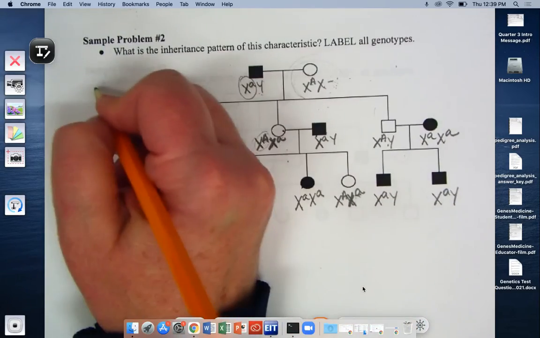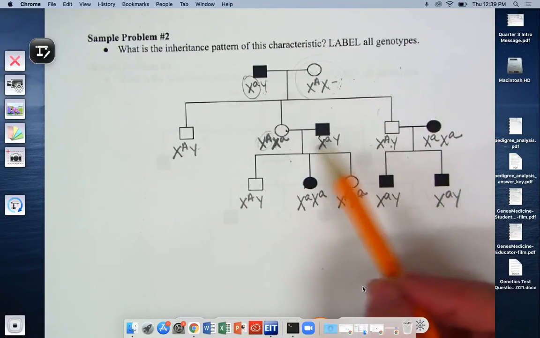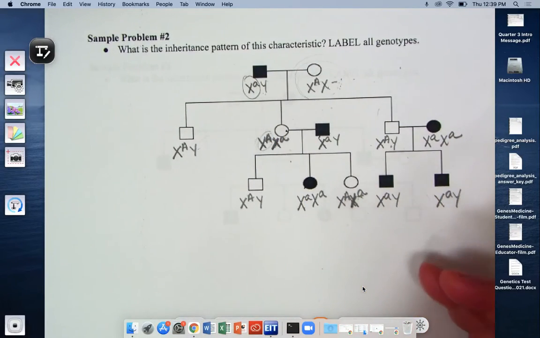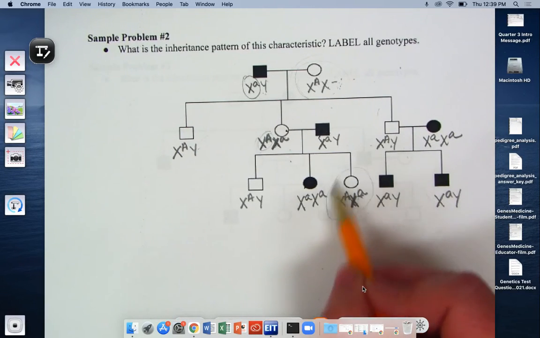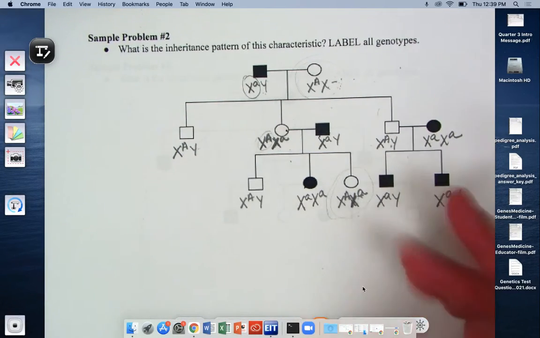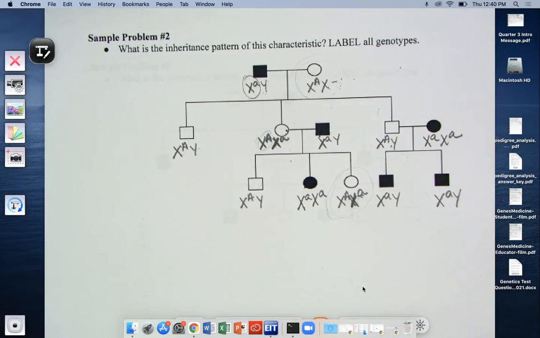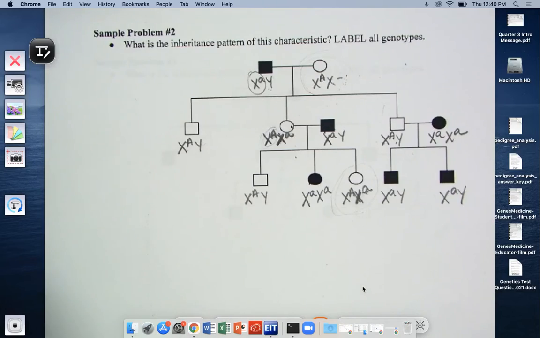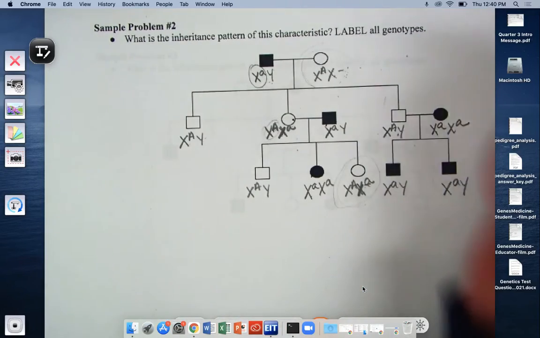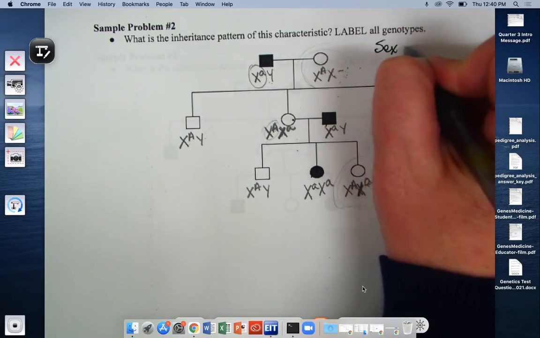And again, I might be asking you how many boys have it, how many girls have it. What is the genotype of this individual? Those are the types of questions we'll be asking after you complete this part. So once again, this is the answer. And we did decide it is sex-linked and it worked.